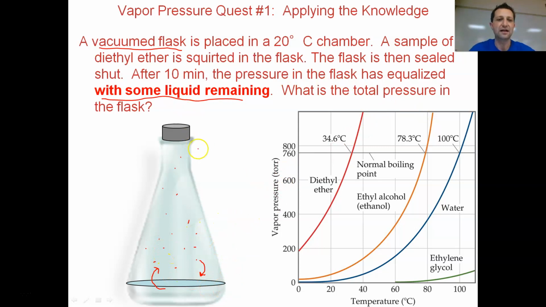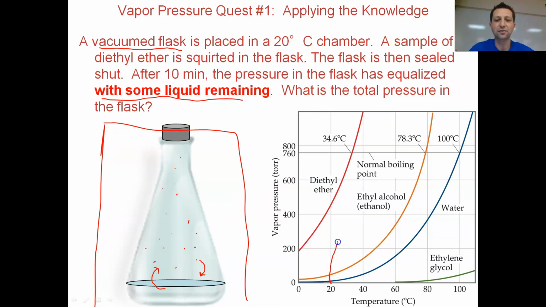What's the total pressure in the flask? Well, this is easy because the flask was initially basically at a pressure of 0. There was nothing in there. So we're at 20 Celsius. We could assume that since we're in that 20 degrees Celsius chamber, everything here is 20 Celsius, right? Go to 20, go up to diethyl ether and over, best I can. And 500 would be here. Looks like we're at maybe 450 torr. So we can say the total pressure in the flask is 450 torr, and that is solely diethyl ether vapor. Okay, so pretty simple stuff there for that one.